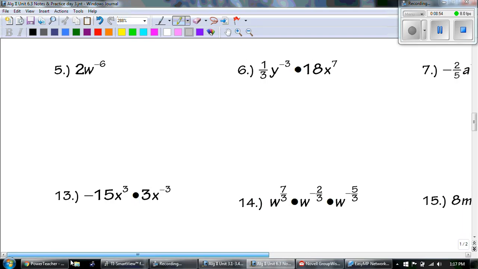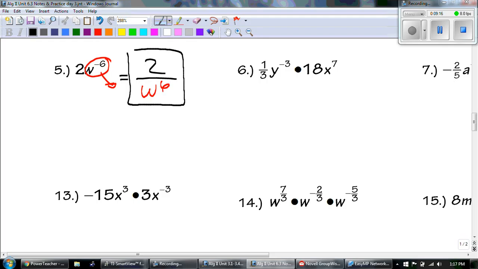All right, number 5. My exponent's negative, drop it like it's hot. The 2 stays up, the negative is only with the 6. And when I drop it like it's hot, it turns into a positive 6.